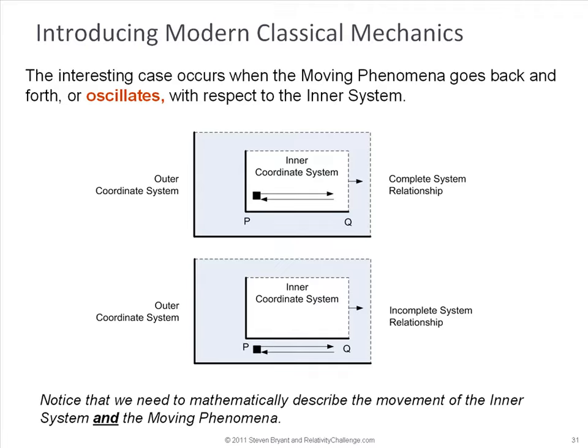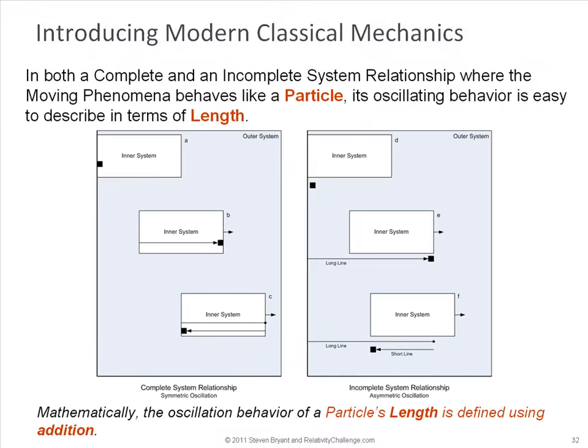And as the moving phenomena is oscillating between points P and Q, but it's moving with respect to the outer system, that's an incomplete system relationship. And we'll show some illustrations of this next. First, let's view that moving phenomena and show its behavior if it's a particle.